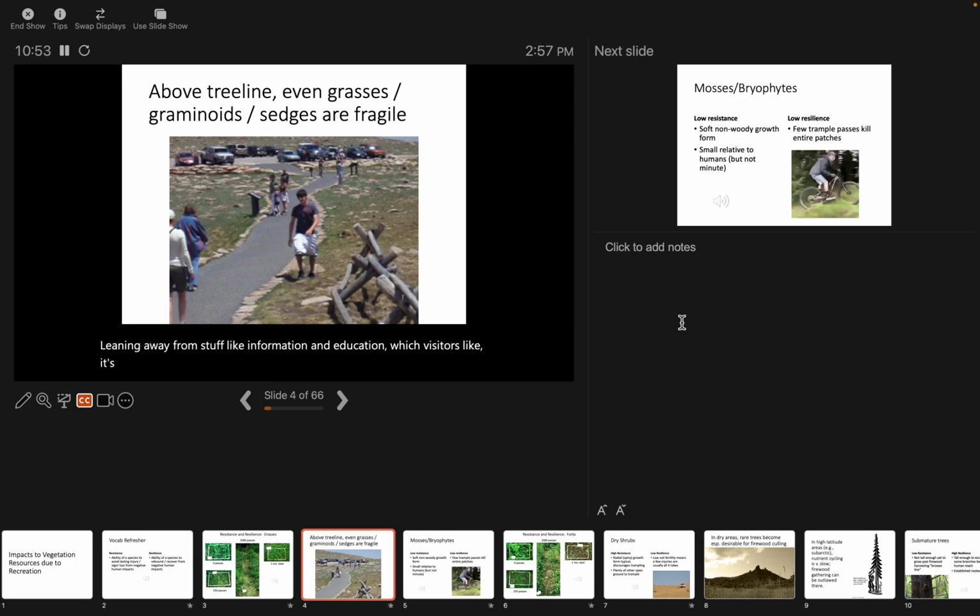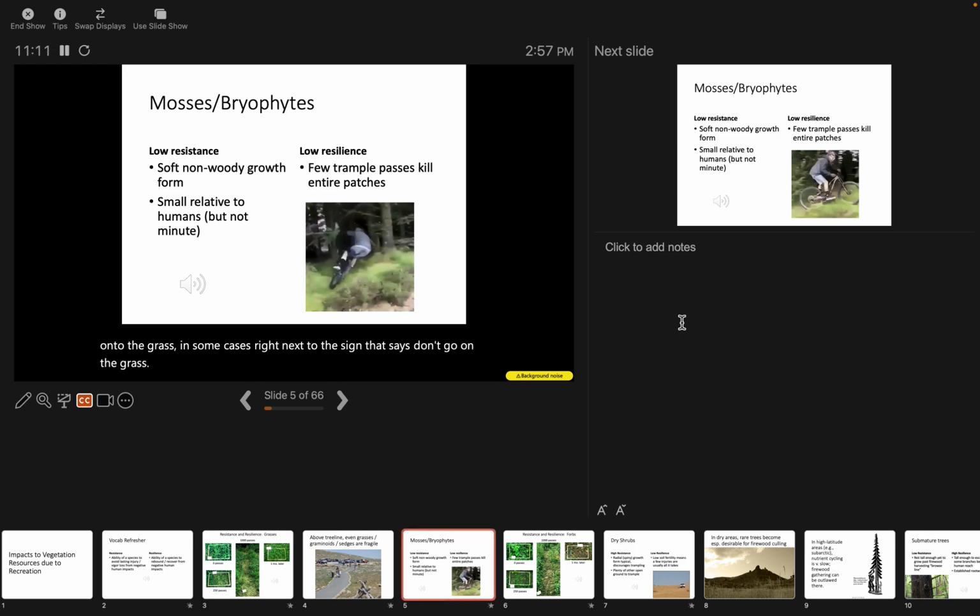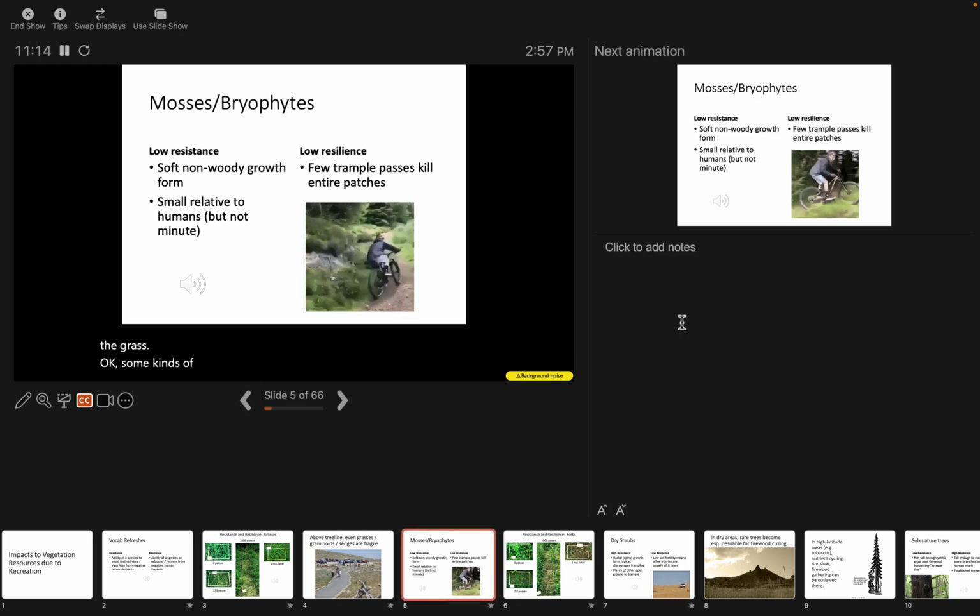It's nice to read a cool sign that says, hey, stay on the path. And here's why. But a lot of people, like these two boys in this video, they're not reading the sign at all. They walk right by them and then out onto the grass. In some cases, right next to the sign that says, don't go on the grass. Okay. Some kinds of vegetation species, like mosses, that is bryophytes, non-vascular plants, are growing on very wet, so low shear resistance soils.